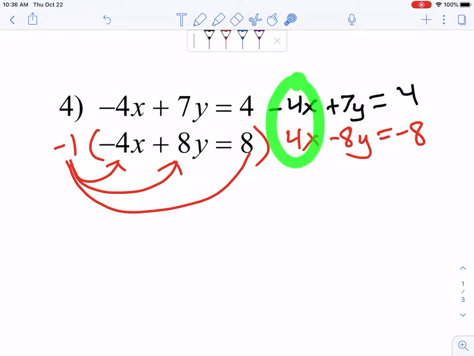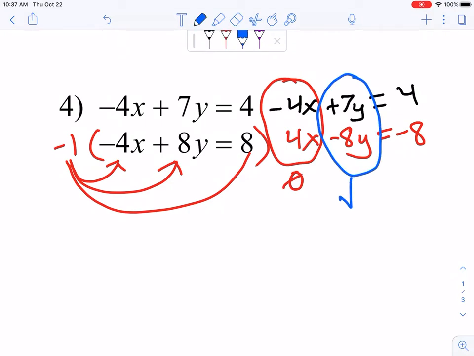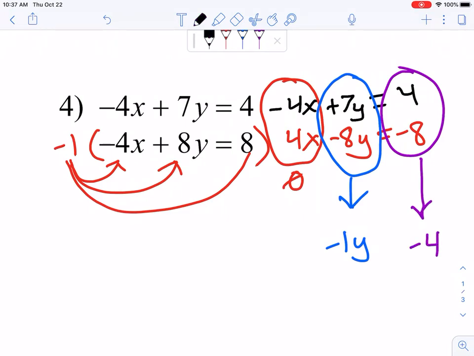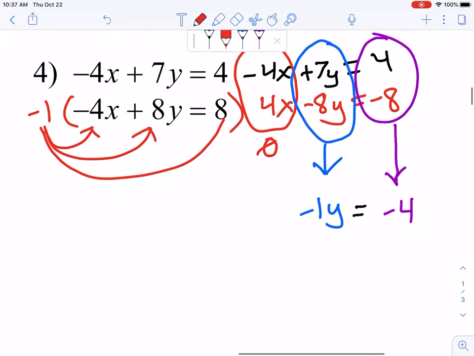Now I have exact opposite values that will eliminate, so I can put negative 4x and positive 4x together to cancel out. I can put a positive 7y and a negative 8y would make negative 1y. And a positive 4 and a negative 8 is going to give me a negative 4. In order to get y by itself, I'm going to need to divide by negative 1 to cancel it out to make it positive 1y. And negative 4 divided by negative 1 is positive 4.